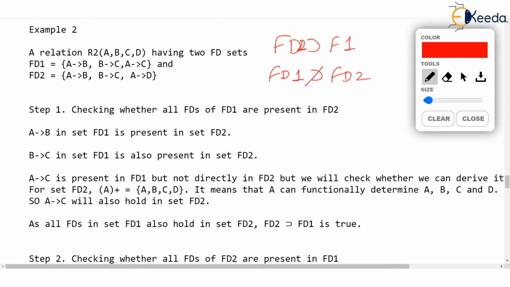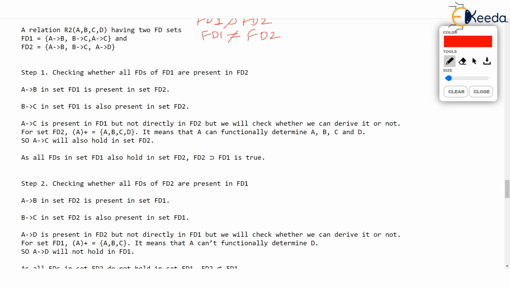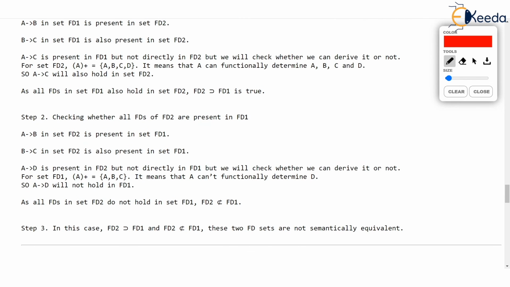I'll just reduce the font now, and you can pause the video and go through what has been written here, isn't it? And the same text which I was talking about has been written here. And the last step you can see is that although FD2 covers FD1, but FD2 is not the subset. Opposite I have written, which is also correct, of FD1. So both are not semantically equivalent.